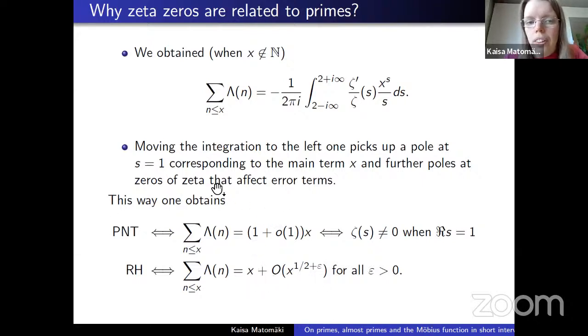On the other hand, if we work unconditionally, we can move the integration line a little bit left from the one line, and this allows us to deduce the prime number theorem, since the one line doesn't have any zeros. So this is why the zeta function and the von Mangoldt function, or the primes, are related to each other.